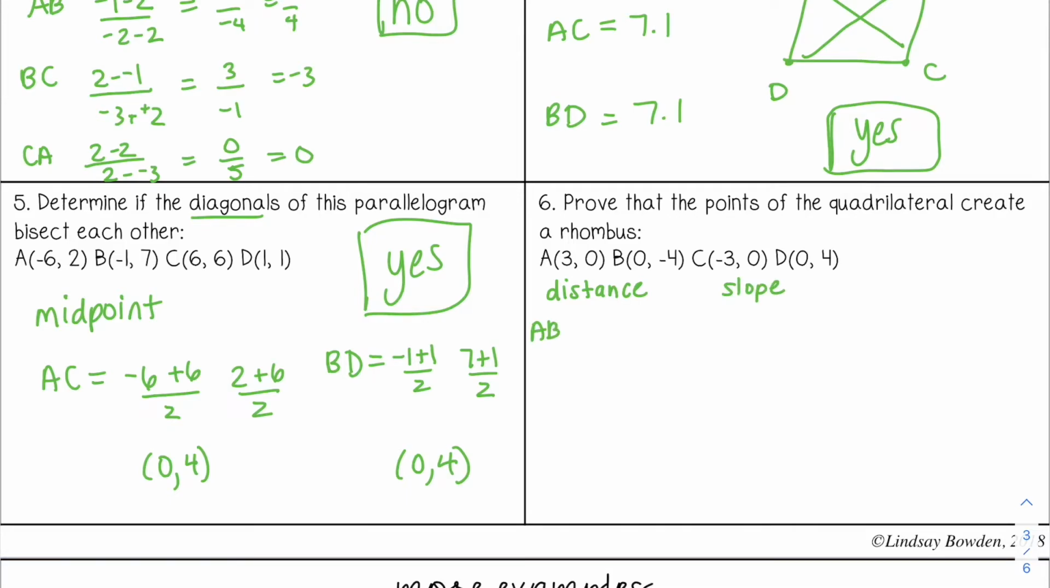So I'm going to list out my sides here. Now you may need another sheet of paper to do this work, but we're going to do the distance of all 4 and the slope of all 4. So go ahead and pause the video now and try that by yourself.